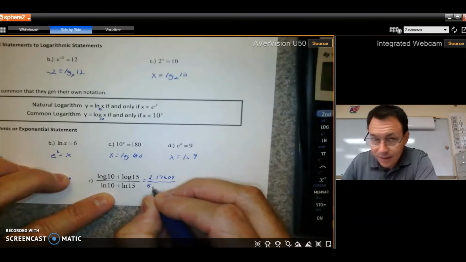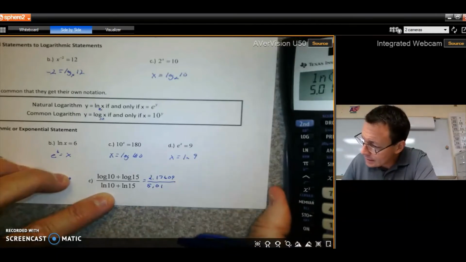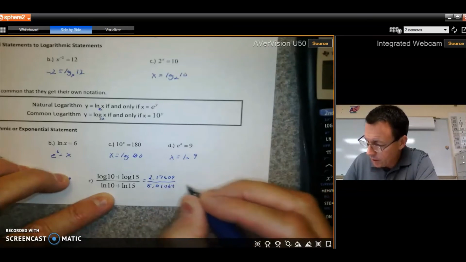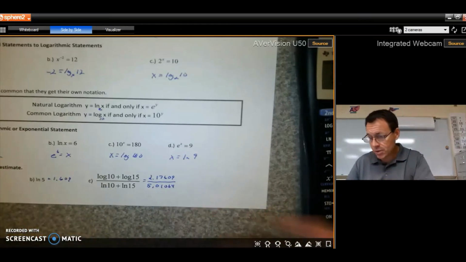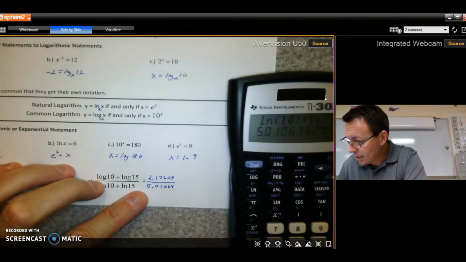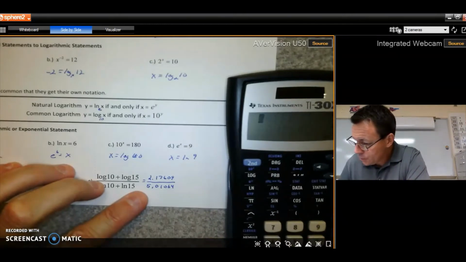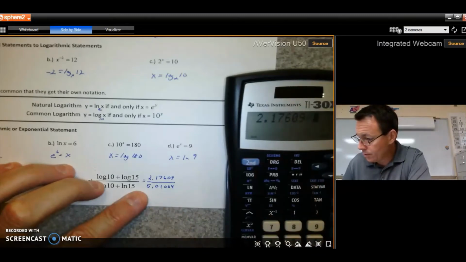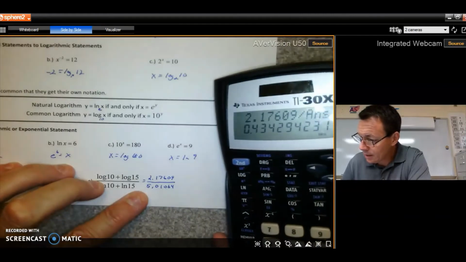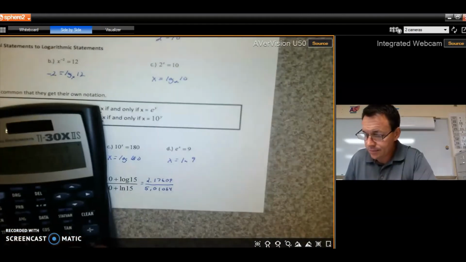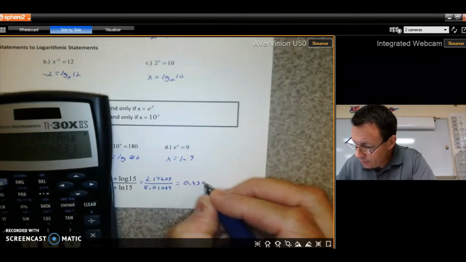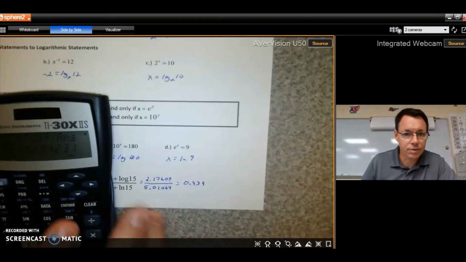What do I got here? 5.01064. And then divide those two numbers. So now take the 2.17609, divide it by, now this one I could use my answer button. It'll record that last answer we had. And we'll get 0.434. That'll be good enough for us.